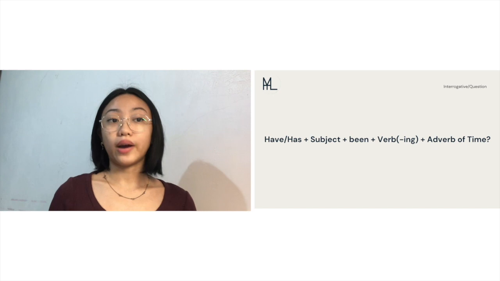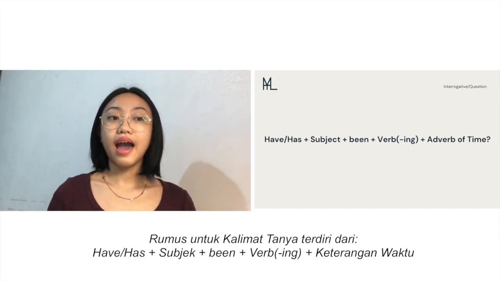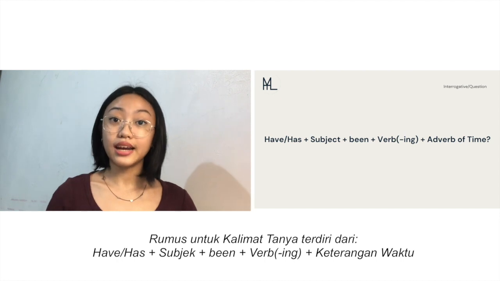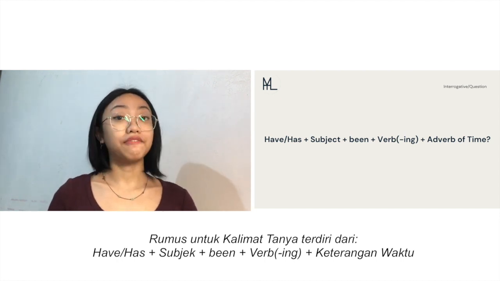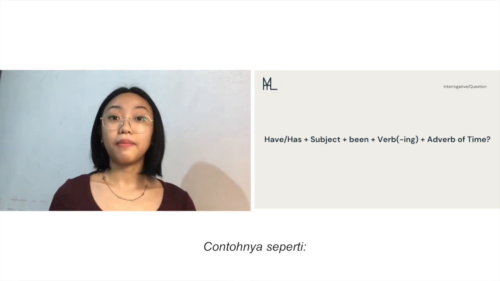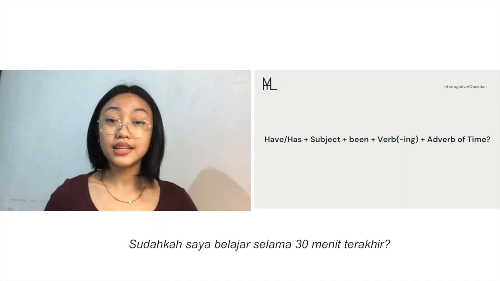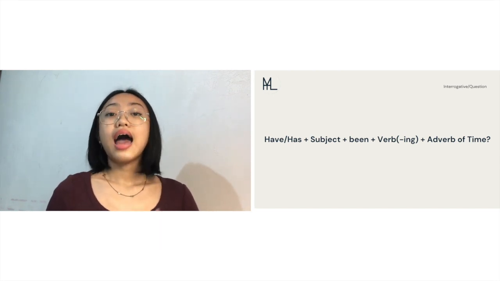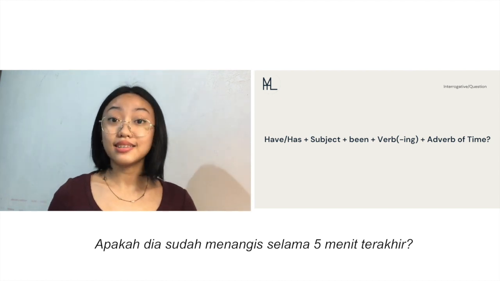The next one is questions. The formula contains have or has plus subject plus been plus verb ing plus adverb of time. Don't forget the question mark. For example, have I been studying for the past 30 minutes? Or has she been crying for the last 5 minutes?